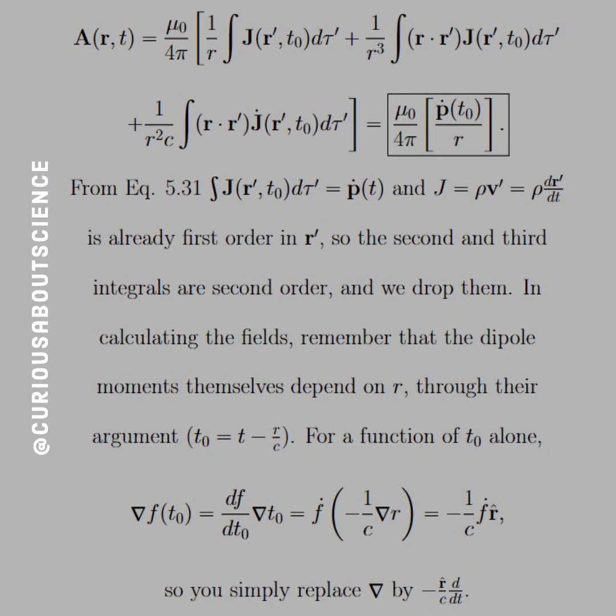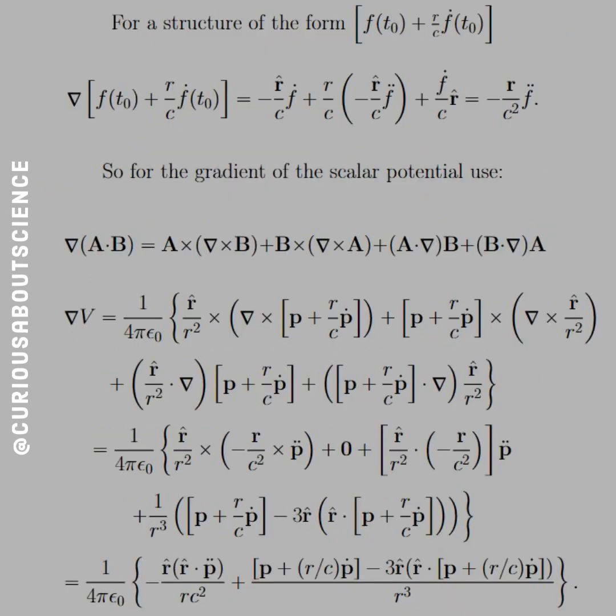So with that, if we're taking the gradient of r, we get negative 1 over c, f prime r̂. So if we simply replace the del operator with negative r̂ over c d/dt, we know what we get. And so this has the structure of the form f(t naught) plus r over c f dot(t naught). If we apply this exact rule, now we see that the del operator applies a time derivative to these things with that 1 over c factor. Kind of gross, but makes sense. You got some more product rules to take into account, but everything is indeed coming together.